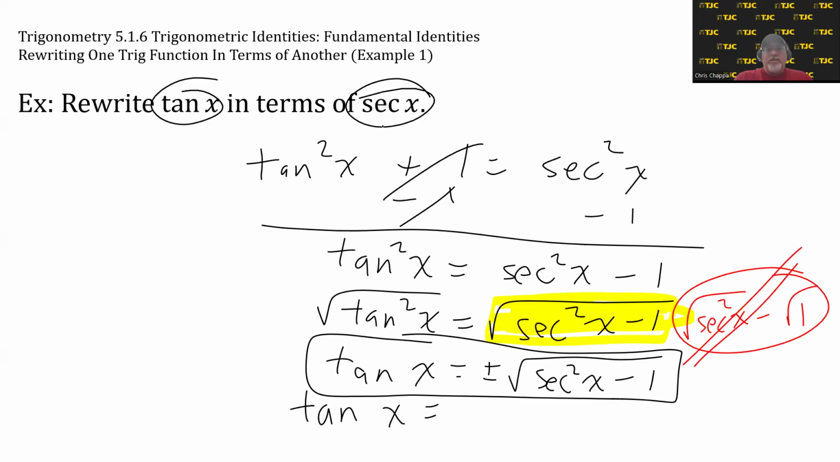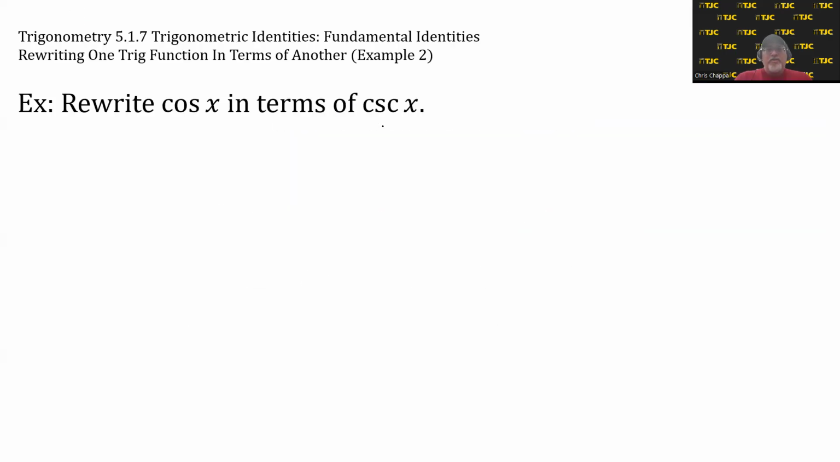When we rewrote tangent in terms of secant, we could connect them immediately because we had one identity that did that. It was a Pythagorean identity. But for this one, we do not have one trig identity that directly connects cosine and cosecant. So just like the value questions, we are going to have to build a path from cosine to cosecant.